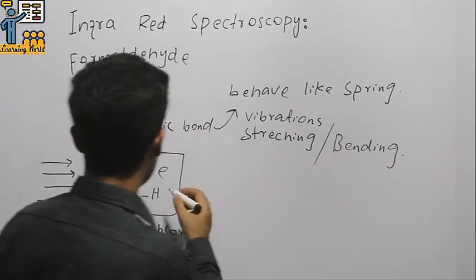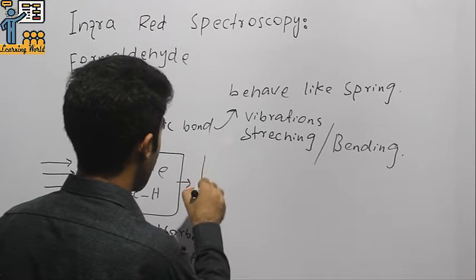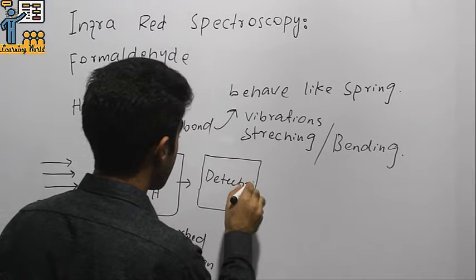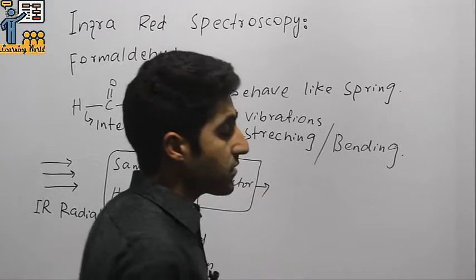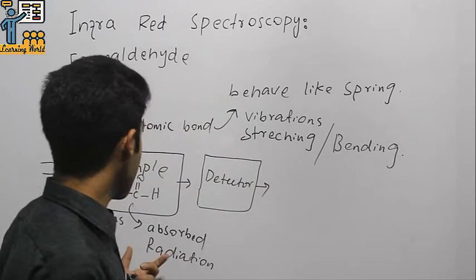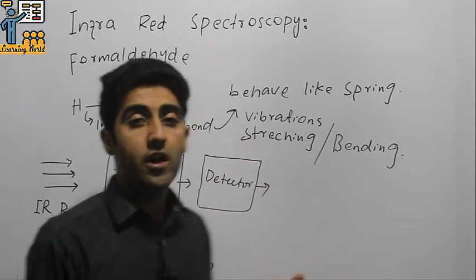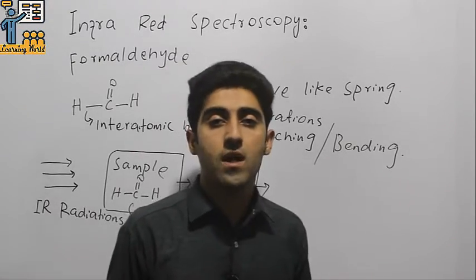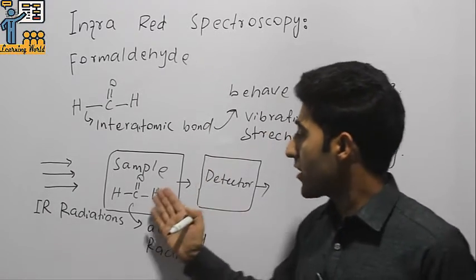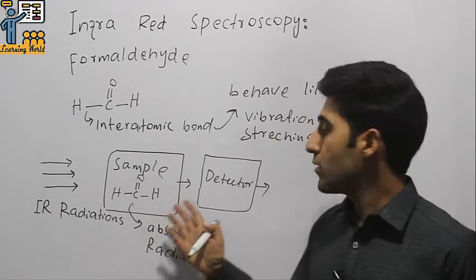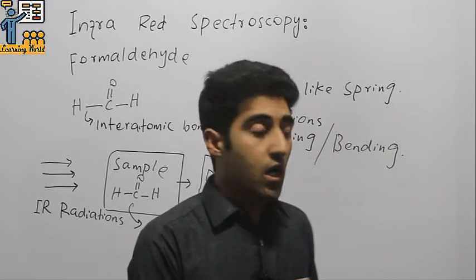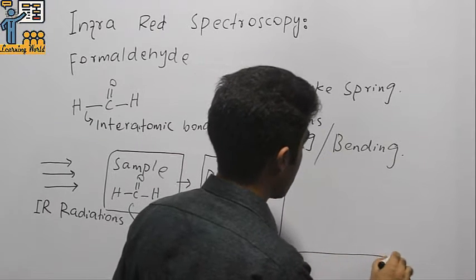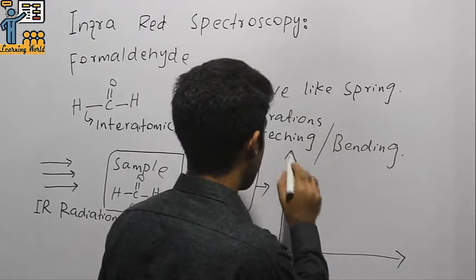Here in front of this sample, a detector is present. In front of the detector, some spectral lines are produced due to the absorption and transmission of this formaldehyde. Some wavelengths which are not specific for this formaldehyde will transmit through it and move toward the detector. From the detector, they will also pass. So here they will produce some spectral lines.